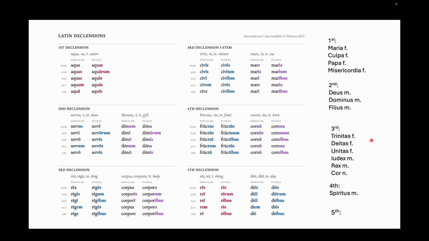Second declension are things like Deus, Filius, Dominus. Third declension, Trinitas, Deitas, Unitas, etc. Fourth declension, Spiritus, not too many fourth declension nouns, and there's no fifth declension nouns used in the Preces.